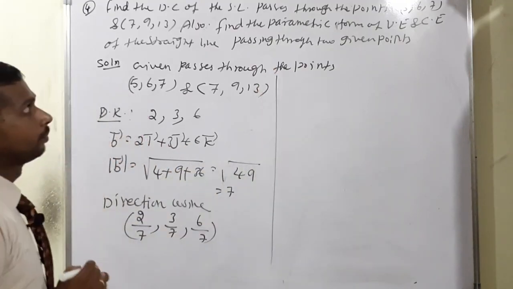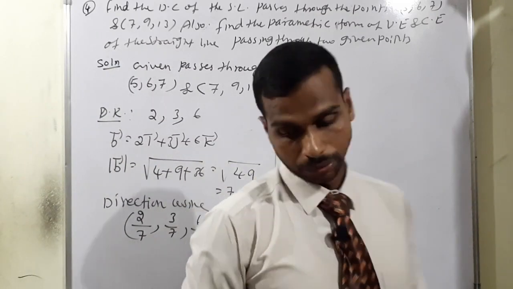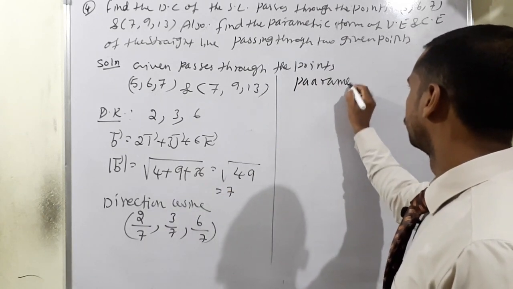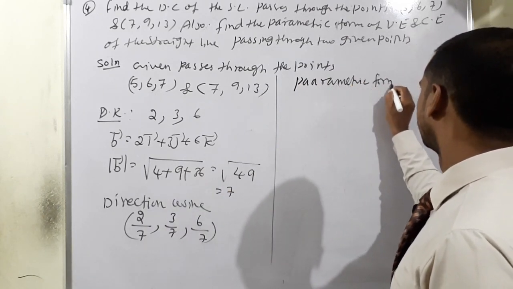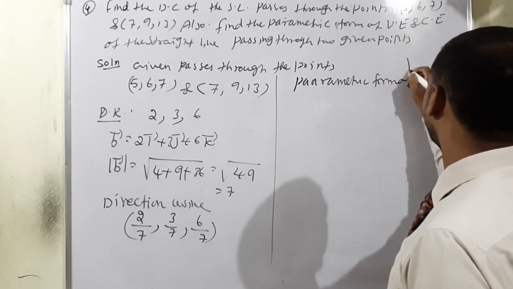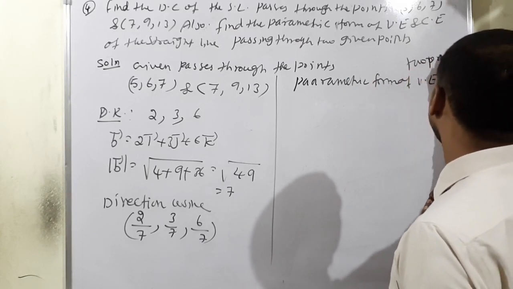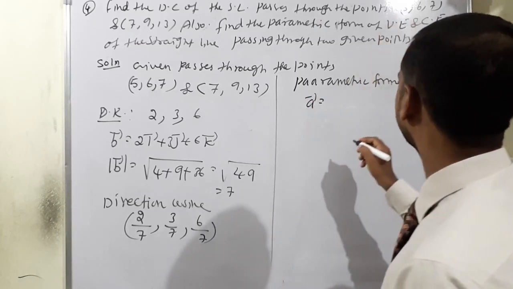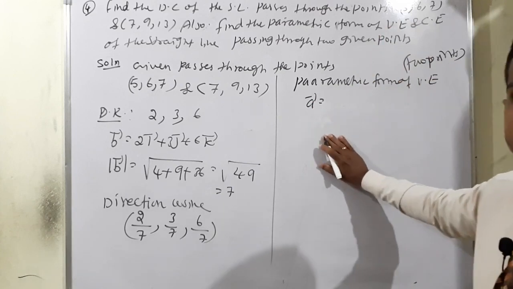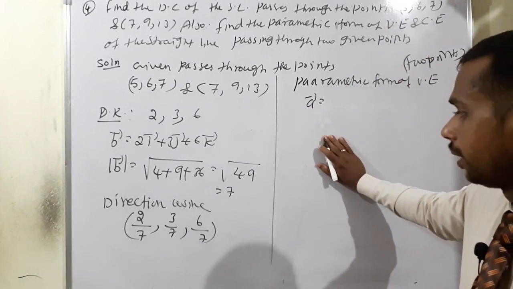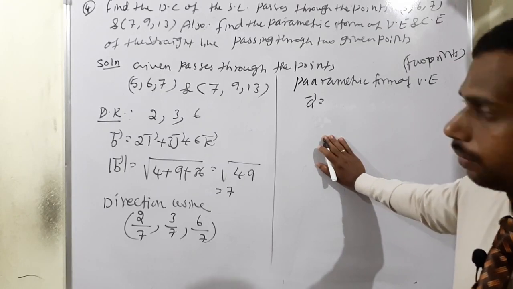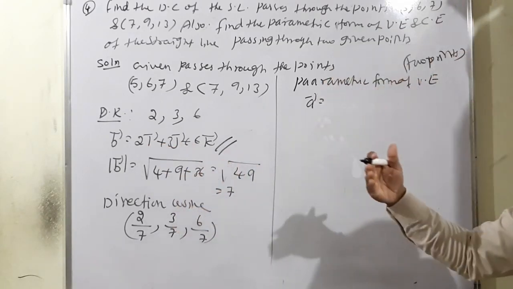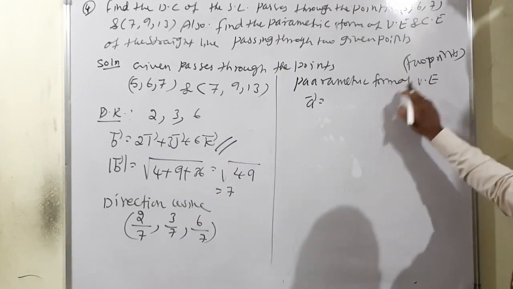Next, find the parametric form of the vector equation. So the parametric form of the vector equation: two points are there, isn't it? The first point we consider as a vector, and we can write it as a vector and b vector also. After writing a vector and b vector, b vector minus a vector will also give the same answer. For your understanding, since nothing is given in the problem like that, we consider this each and every time.